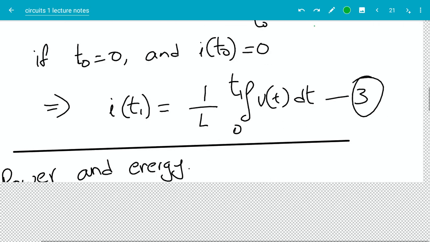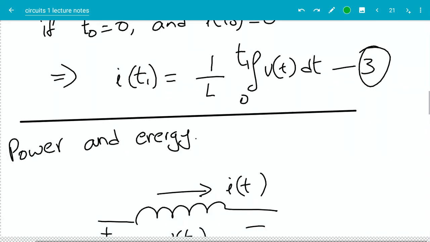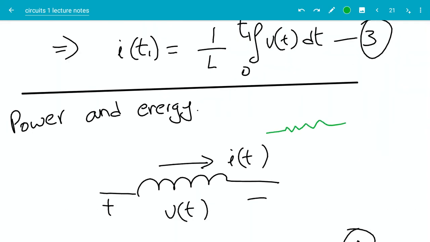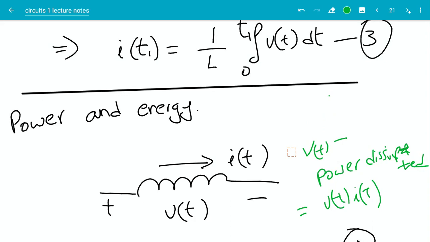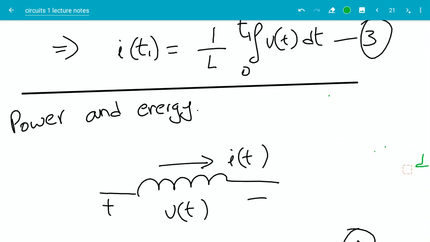Now let's talk about power and energy. Notice that in a resistor, if you have a voltage v(t) and a current i(t), with i(t) in the direction of the voltage drop, then the power dissipated will be equal to v(t) times i(t). In a resistor, this power is dissipated as heat. But in an inductor, you won't see that happening.